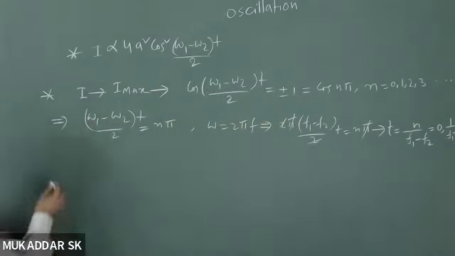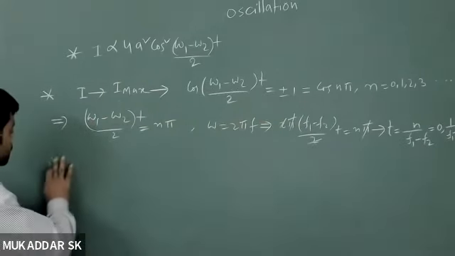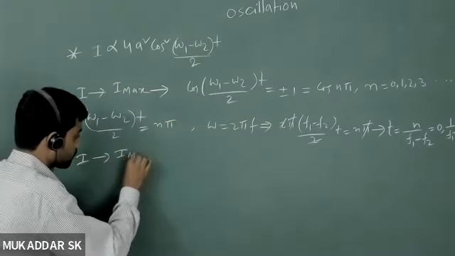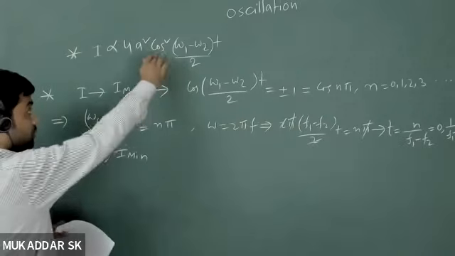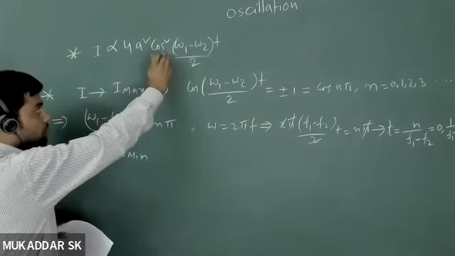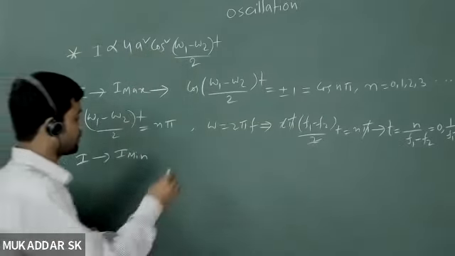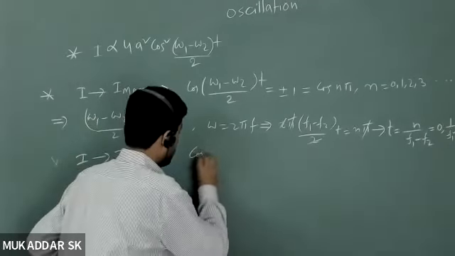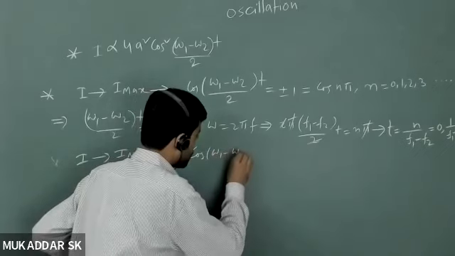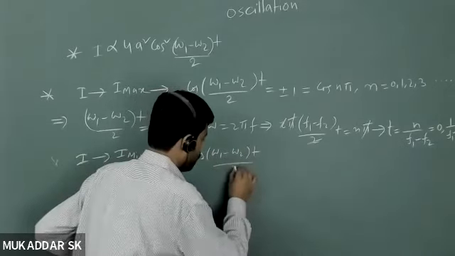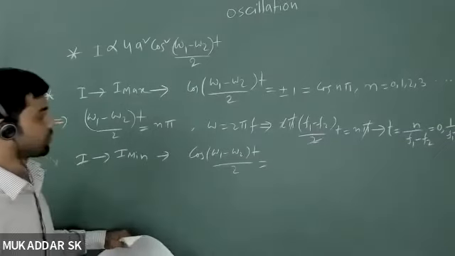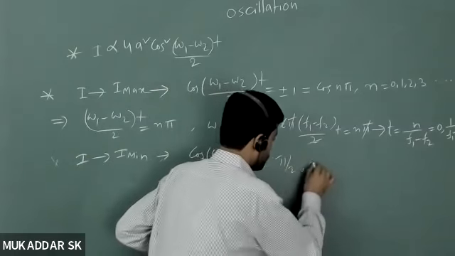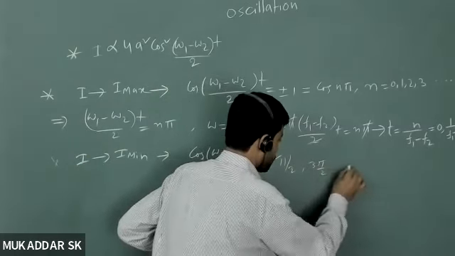Similarly, when you'll get minimum intensity, so I will be I minimum. When this function is minimum, the minimum value of the cos square function is how much? It is 0. It means when cosine of (omega 1 minus omega 2) t by 2, right? That should be equal to how much? Pi by 2, 3 pi by 2, and so on.